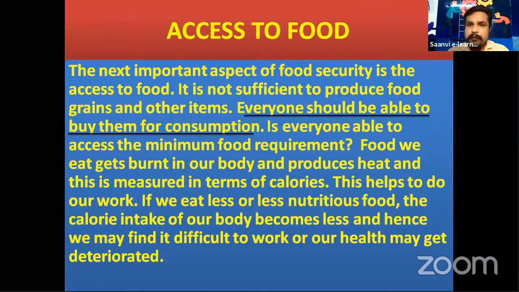Availability plus affordability. Based on our income, food products must be available in the market. The next important aspect of food security is access to food. It is not sufficient to produce food grains and other items. Everyone should be able to buy them for consumption. Is everyone able to access the minimum food requirement? No. Then tell me, what may be the reason for that?